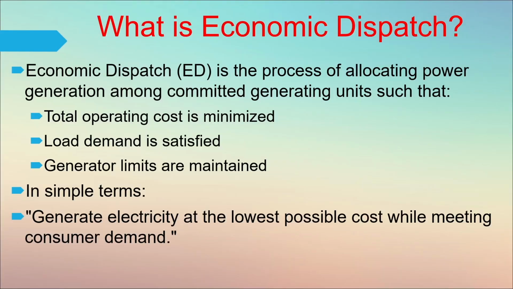What is economic dispatch? Economic dispatch, as I said earlier, is the process of allocating power generation among committed generating units such that the total operating cost is minimized, load demand is satisfied, and generator limits are maintained. In simple terms, generate electricity at the lowest possible cost while meeting consumer demand.